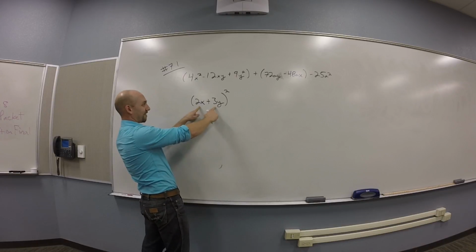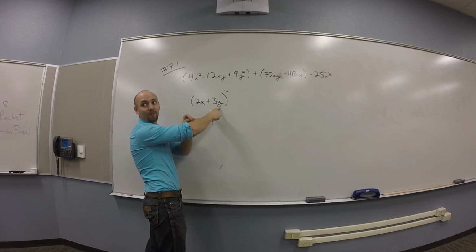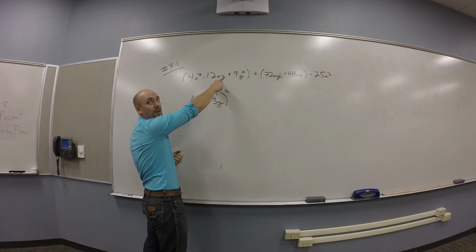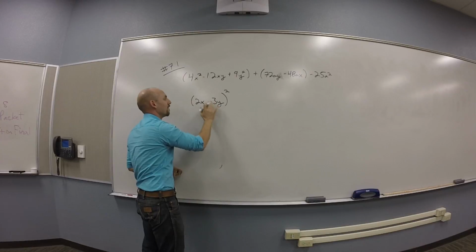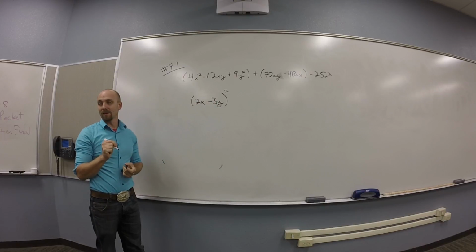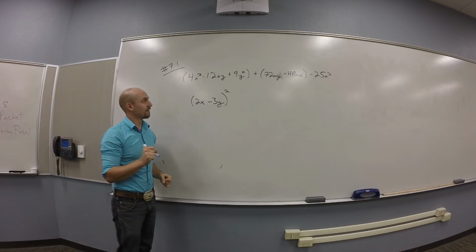If you FOIL this out, you're going to get 4x squared plus 9y squared. But what about your middle? I'm going to get a 2x times a 3y, and then I'm going to get two of those, so I'm going to get a 12xy, but it needs to be minus. So I think that's got to be a minus. You guys see that? Okay, so that's the first thing.